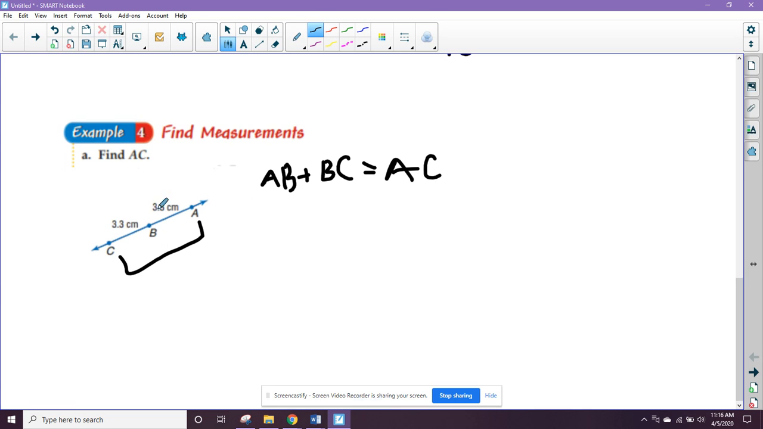So AB is 3.3. And BC is 3.3. So if we add 3.3 plus 3.3, we are going to get 6.6, and our units is centimeters, and that is our length of AC.